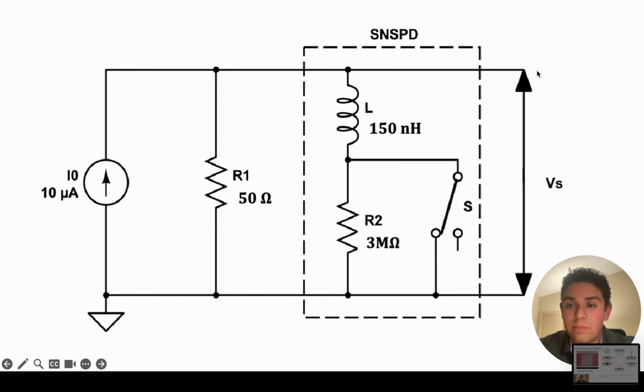And ultimately what we're going to measure is the voltage drop across this 50 ohm resistor, right? So that's the idea. And this circuit should make a little bit of sense based on what we talked about, right?